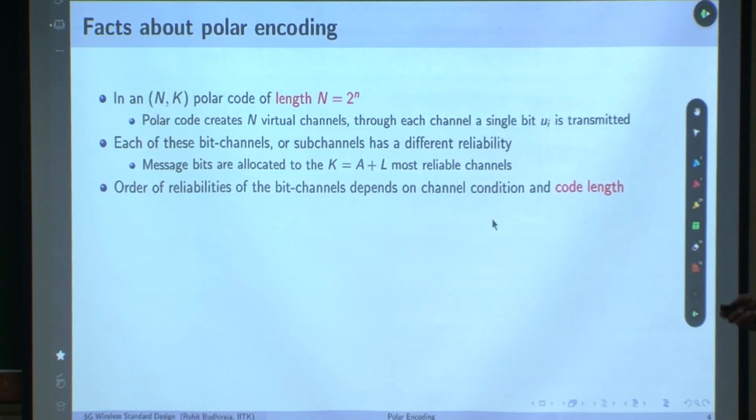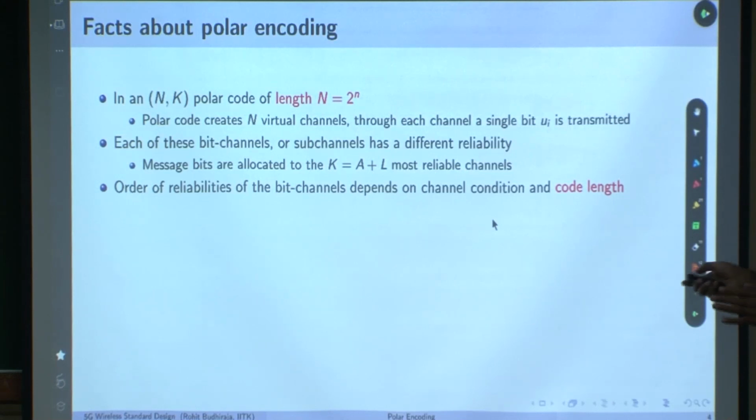What are we saying here? That channel condition, how noisy it is. If the channel is so bad, all these sub-channels will have poor reliability. Plus the code length: the higher the code length, the more reliability these sub-channels will have. Of course, the code is working better. The more parity bits, the coding will be better, the gain will be higher.